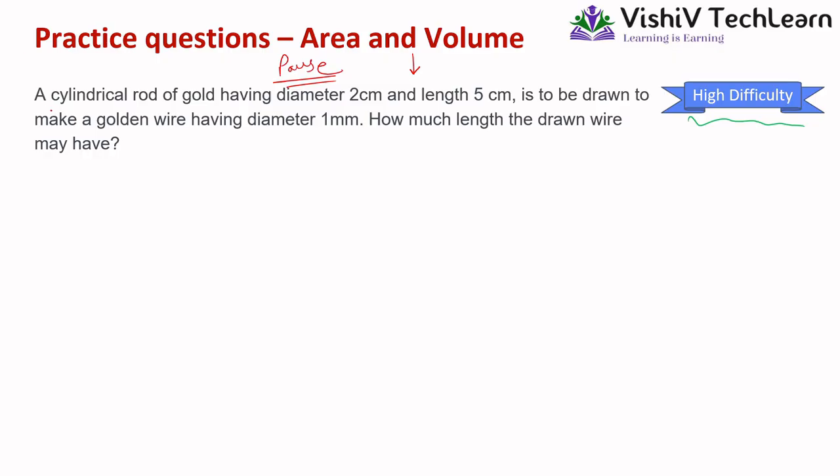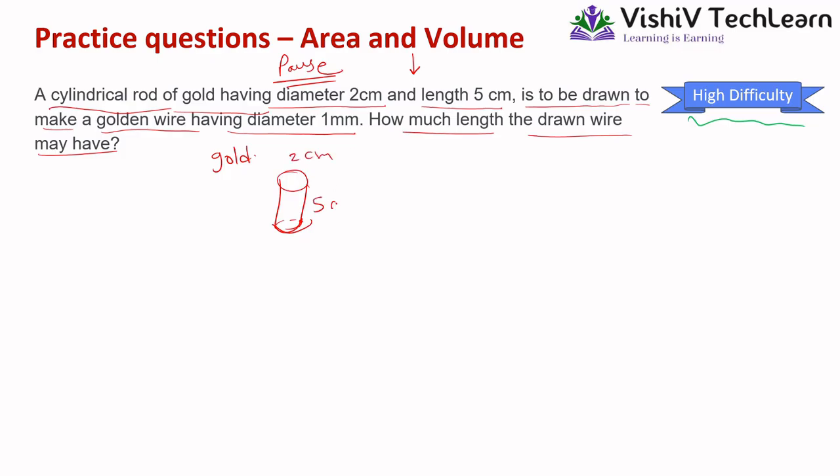What is given? A cylindrical rod of gold having diameter 2 cm and length 5 cm is to be drawn to make a golden wire having diameter 1 mm. How much length the drawn wire may have? Very good question. So what we are going to do is, there is a cylindrical volume of gold. A cylindrical shape gold is there, which is having diameter as 2 cm and length as 5 cm.